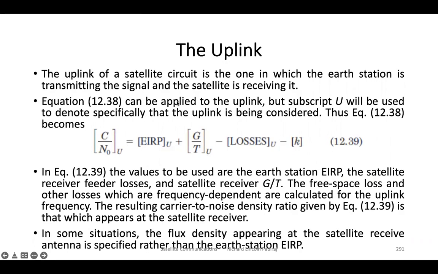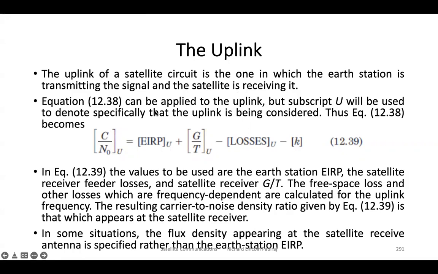Okay, so you can see these subscripts here. We are using the same standard formula that we used previously, right? And this U is referring to the values with respect to uplink. The uplink of a satellite circuit is the one in which the Earth station is transmitting the signal and the satellite is receiving. So we are sending signals from the Earth to the satellite, which means from the base station to the satellite.